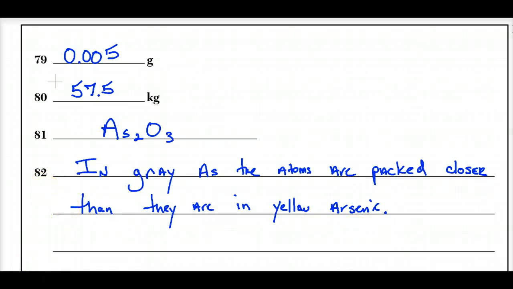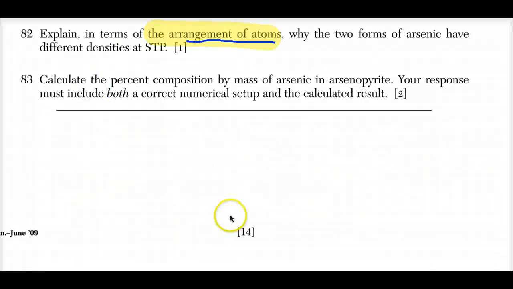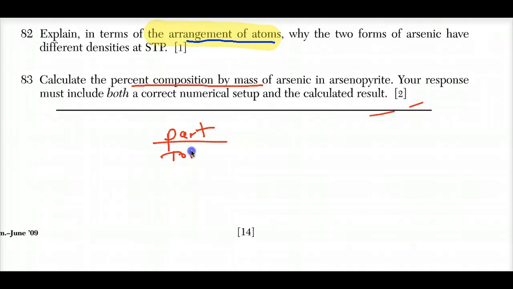Number 83 says calculate the percent composition by mass of arsenic in the compound, in that reactant. Your response must include both a correct numerical setup and a calculator result. So a percent composition by mass is essentially a part over total times 100.